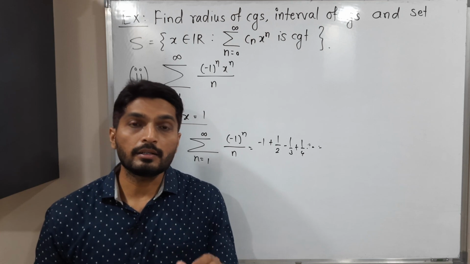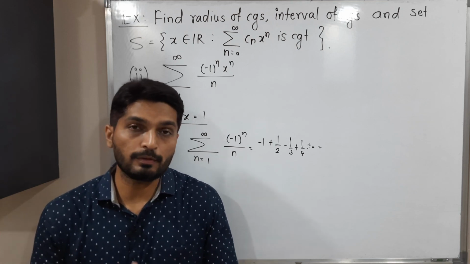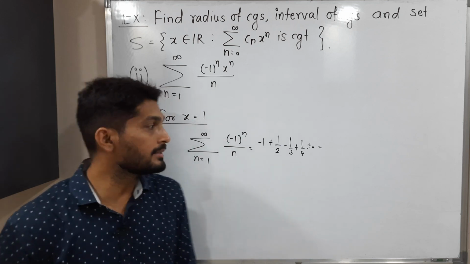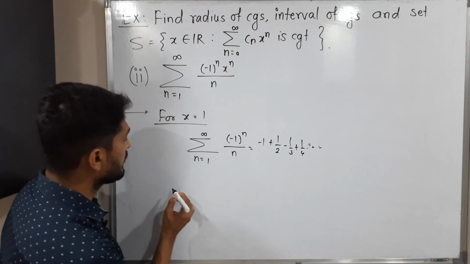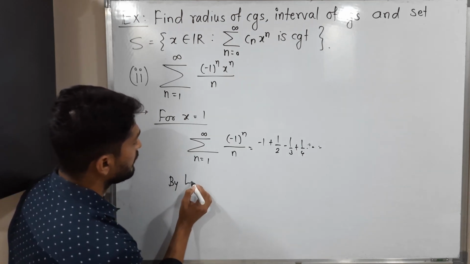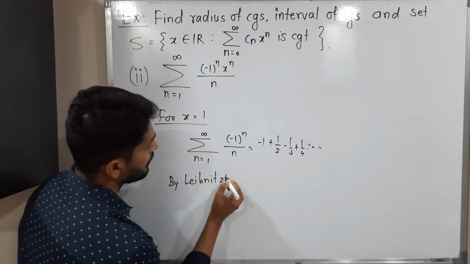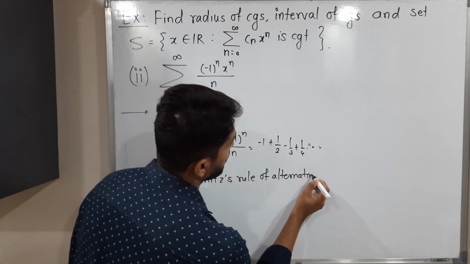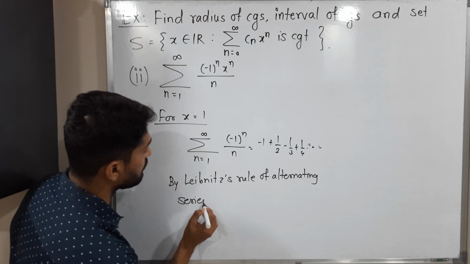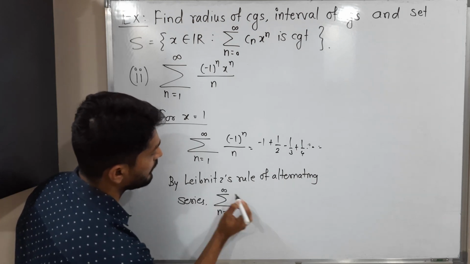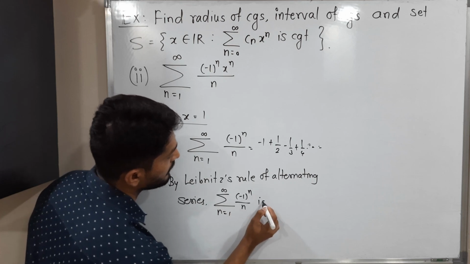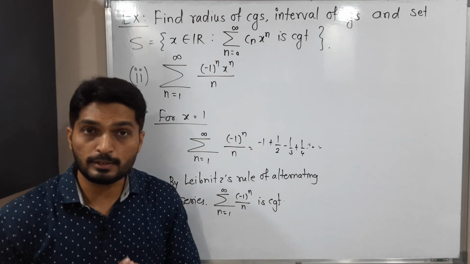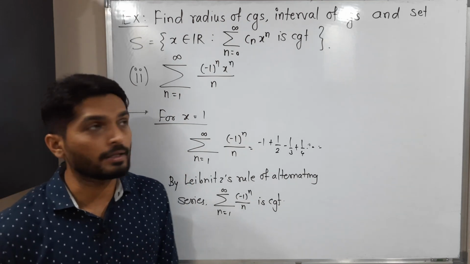See, there is one standard result, the Leibniz rule, as we call it. If you have an alternating series, we can apply the Leibniz rule, and using the Leibniz rule we can prove this is a convergent series. So let me simply mention: by the Leibniz rule of alternating series, the summation with n running from 1 to infinity of (-1)^n upon n is convergent. So it's a convergent series. That means for x is equal to 1, the power series is convergent. Let us discuss the second boundary point, minus 1.